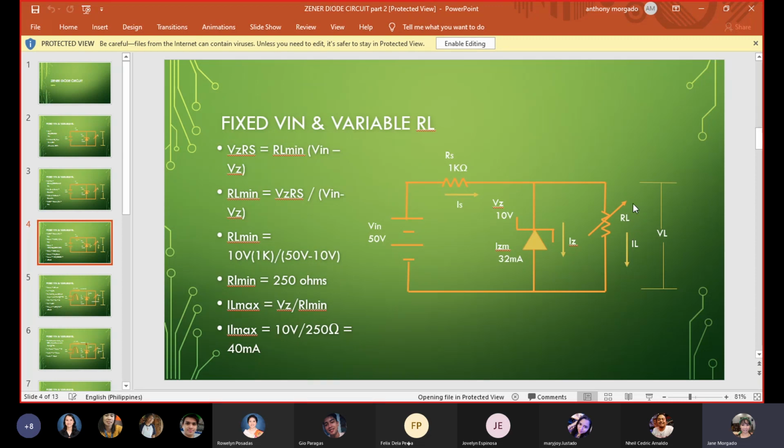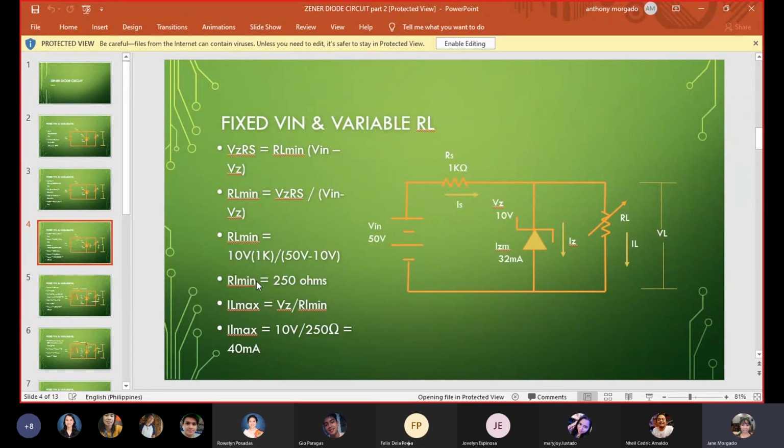Okay. So, therefore, the maximum current, if RL is set at 250 ohms, by Ohm's law, I is equal to V over R. Kasi Ohm's law is V is equal to IR. Familiar naman kayo kay Ohm's law? That is basic electrical circuits. Yes po. Okay, so V is equal to IR. So therefore, I is equal to V over R. So if RL min is 250 ohms, the current flowing through RL would be equal to 40 milliampere.